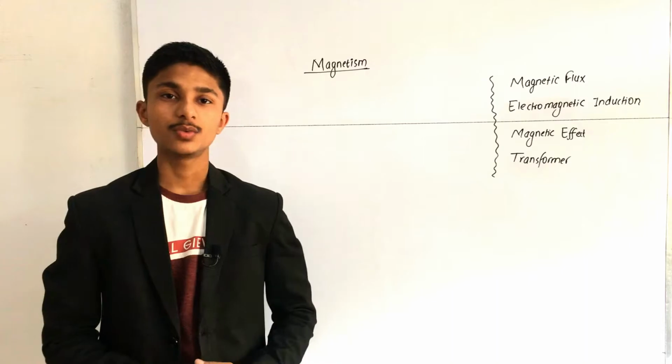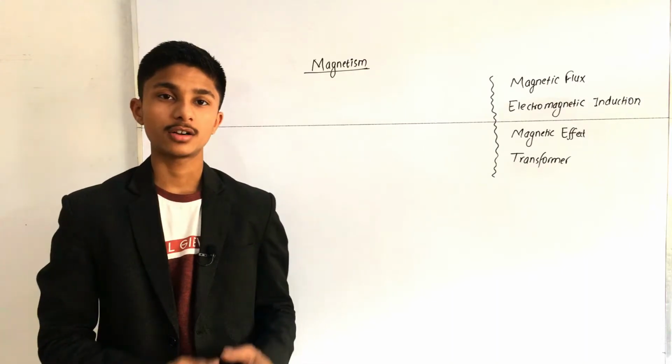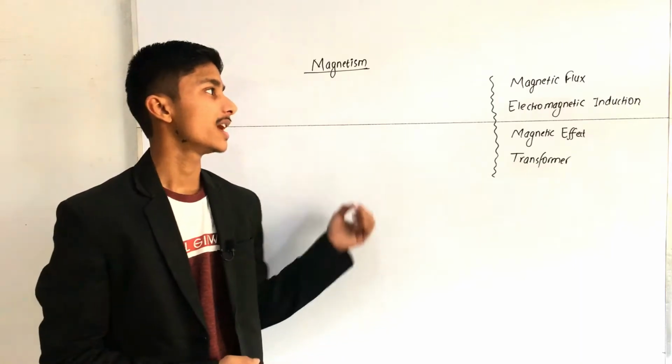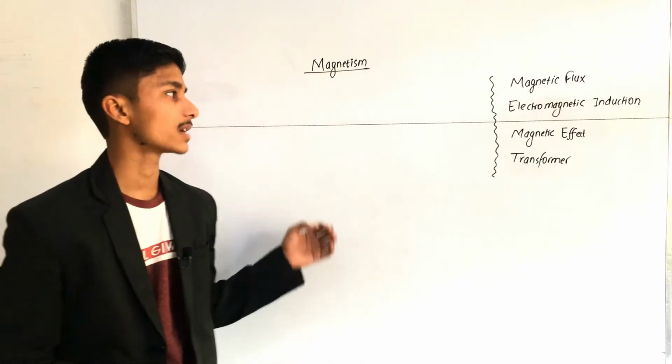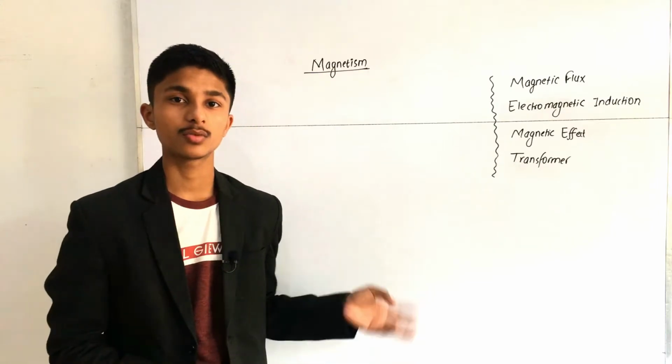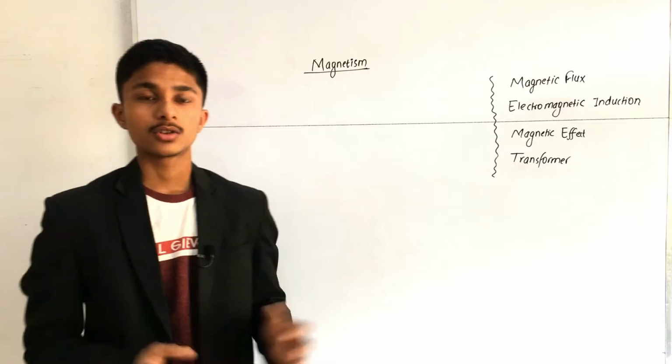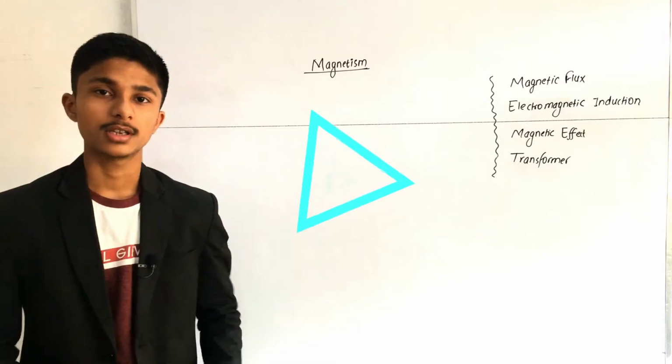Today in this lecture we will learn about magnetism, and under this topic we discuss four subtopics. First one, magnetic flux; second one, electromagnetic induction; third one, magnetic effect; and fourth one, transformer. So without any delay, let's start our lecture.